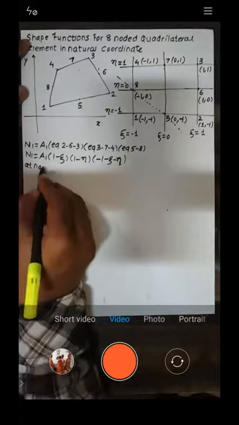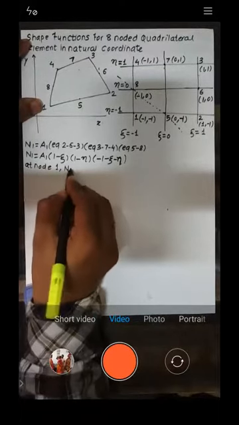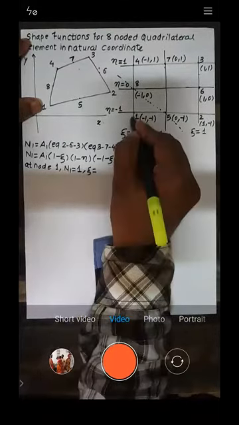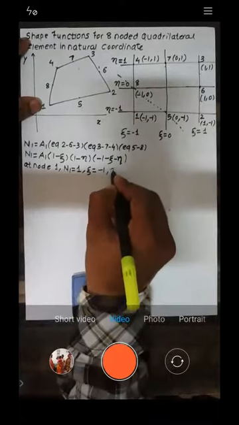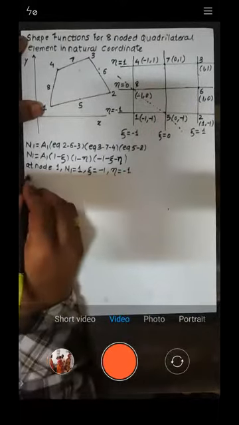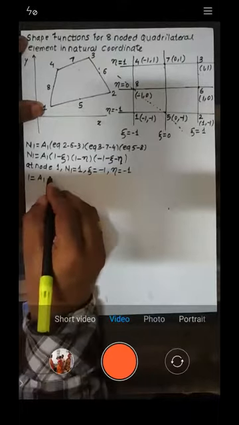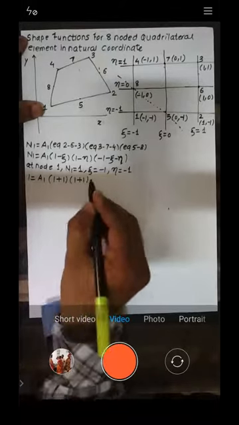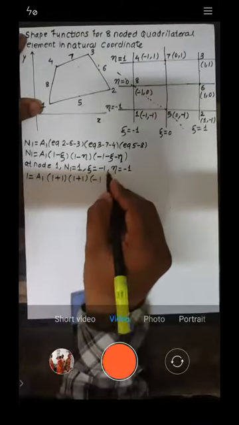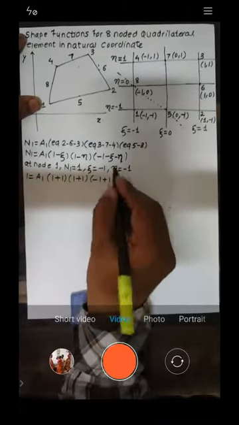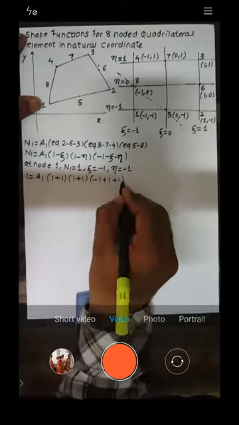So see here, at node 1, obviously n1 is equal to 1. What is the value of zeta at node 1? Minus 1. Neta is again minus 1. So when you put this value, n1 is equal to 1 is equal to a1 times: 1 minus of minus 1 is plus 1, then minus of minus 1 is plus 1, and again minus of minus 1 is plus 1.